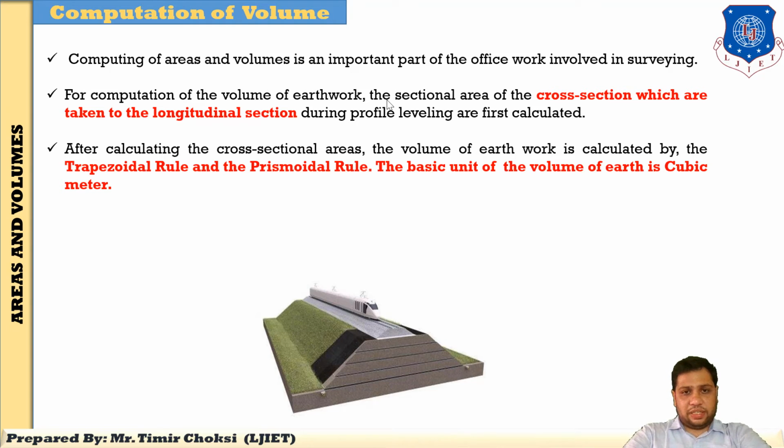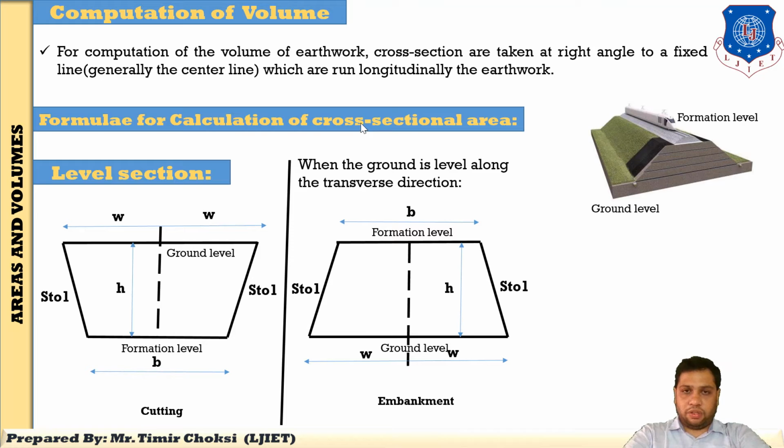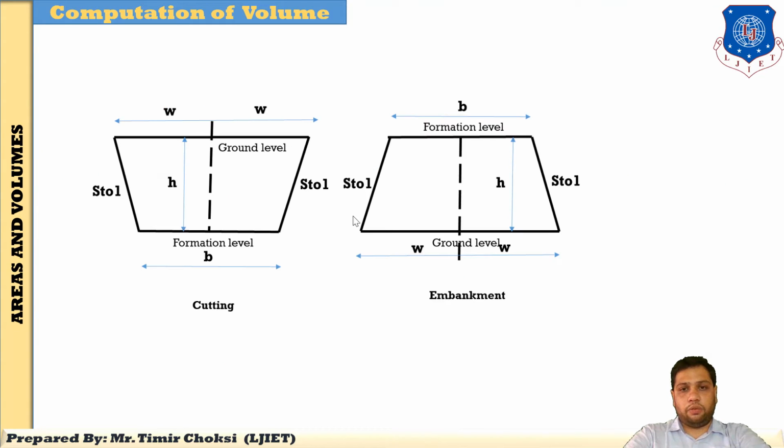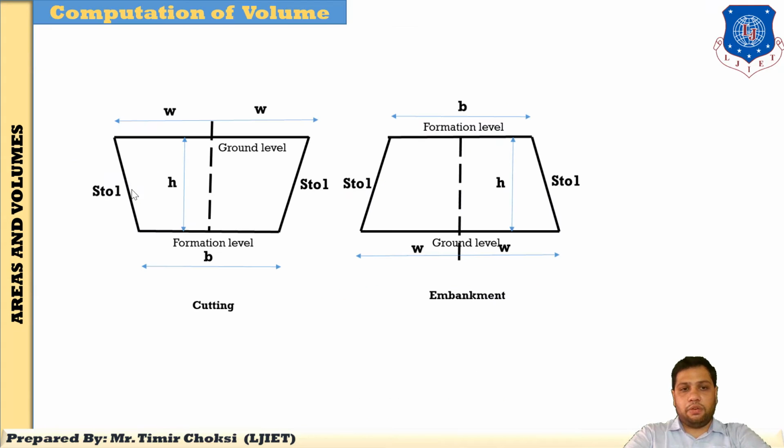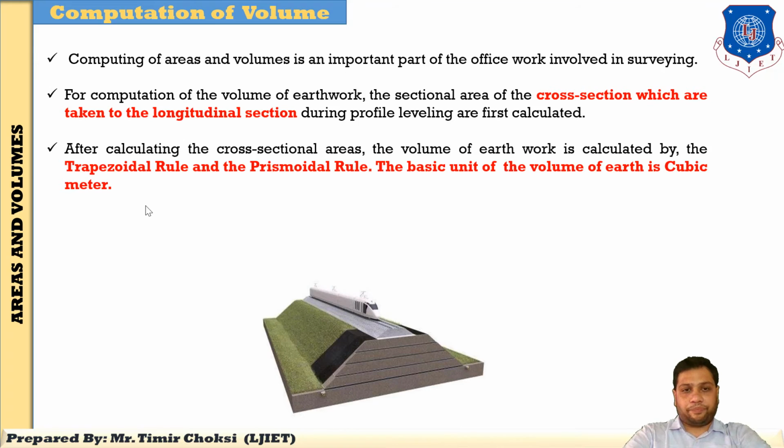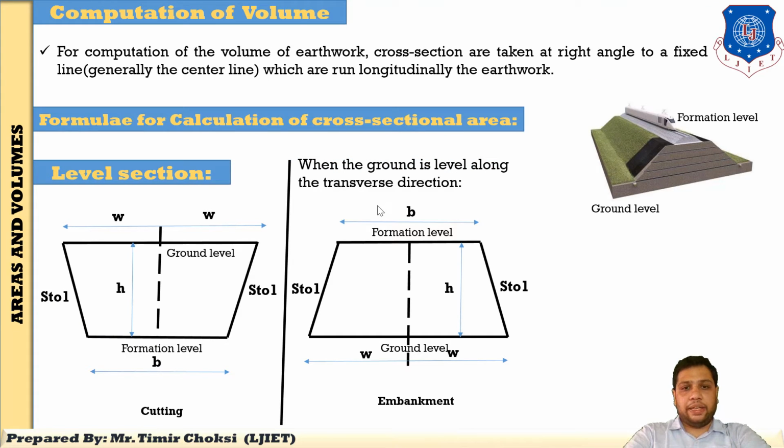Now, in the first step, I will explain how to find the area of the cross section. As I have already said, in the syllabus you only focus on the level section, not the three level section or the two level section. In a level section, the ground is level in the transverse direction. Now I will explain how to find the area of this level section.